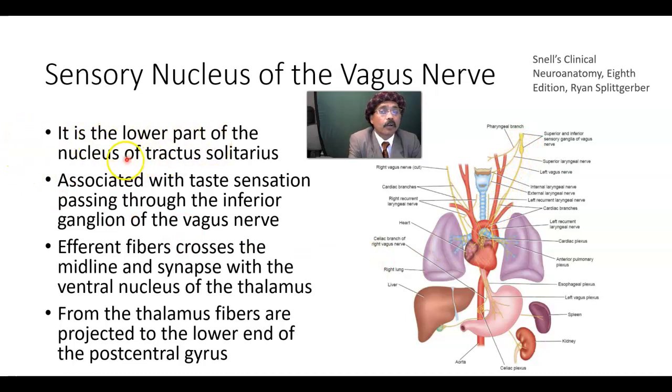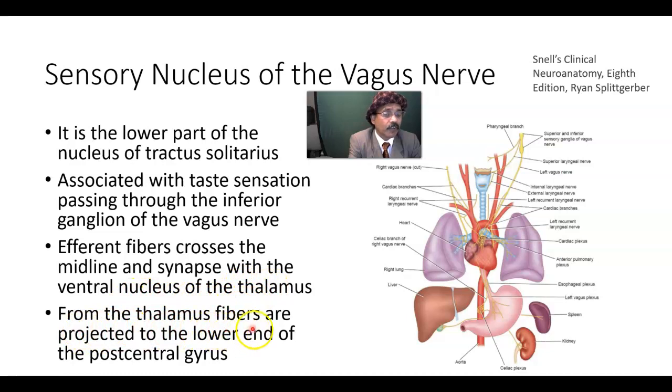It is the lower part of the nucleus of tractus solitarius. We have discussed tractus solitarius. The tractus solitarius also gets contribution from the facial nerve and also from the glossopharyngeal nerve, associated with taste sensation, passing through the inferior ganglion of the vagus nerve. Efferent fibers cross the midline and synapse with the ventral nucleus of the thalamus.